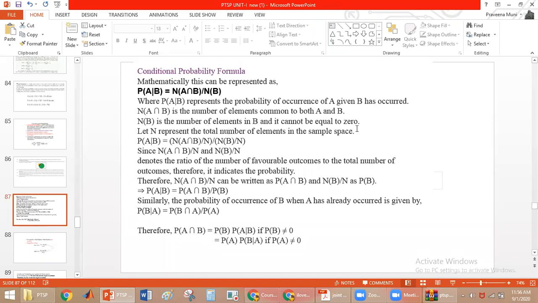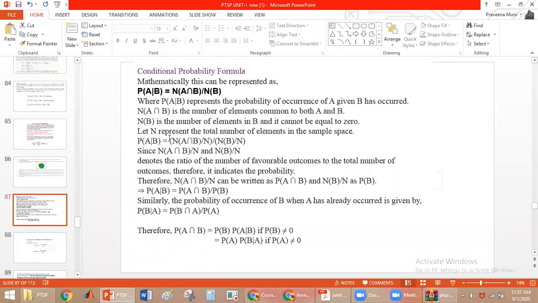What is one more condition here? Whenever we are finding probability of A given B, the condition is that the number of elements in B should not be equal to 0, so that the probability is defined. And let N represent the total number of elements in the sample space. So probability of A given B is given as number of elements in A intersection B divided by N, divided by number of elements in B divided by the total number of elements N.